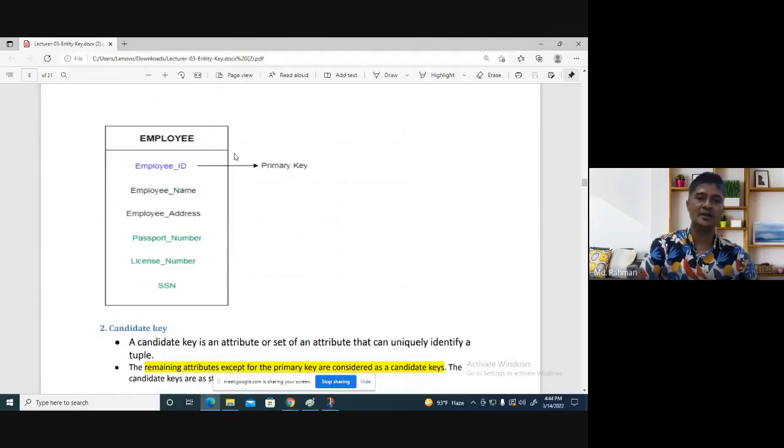Now, another example, the employee. So employee ID, employee name, employee address, passport number, license number, SSN number. But here, employee ID could be unique. Now, you might ask another question, sir.